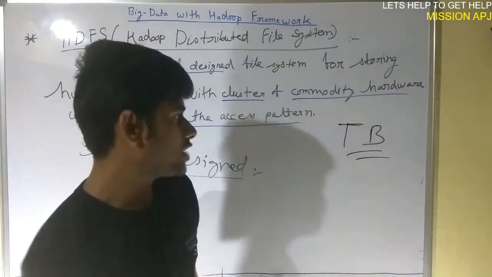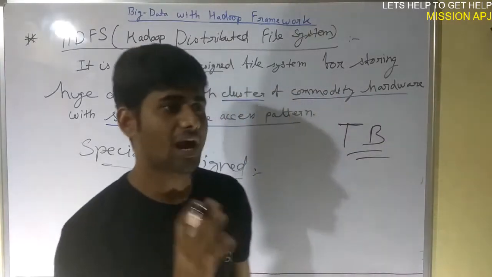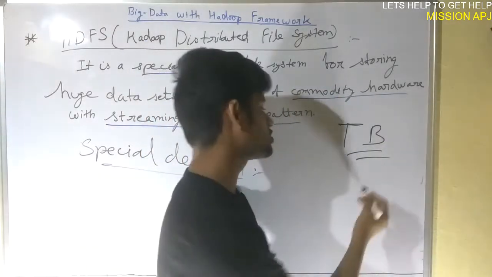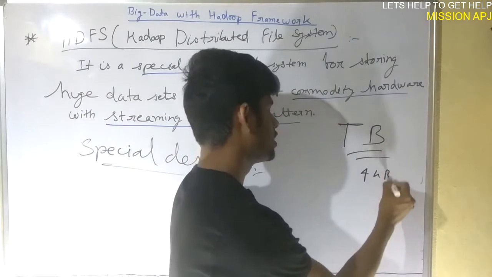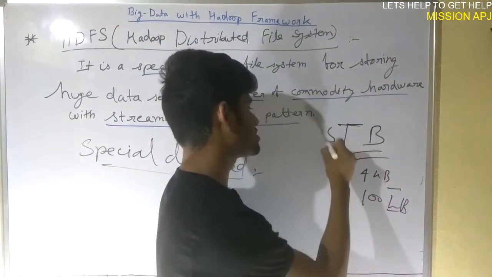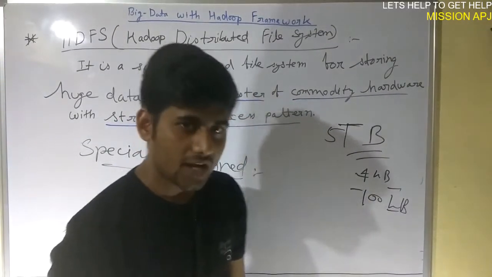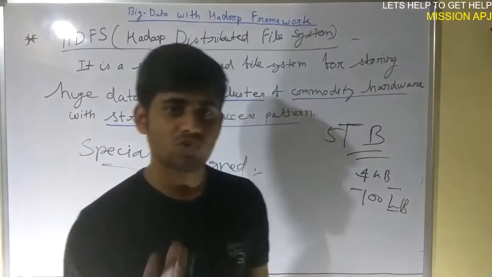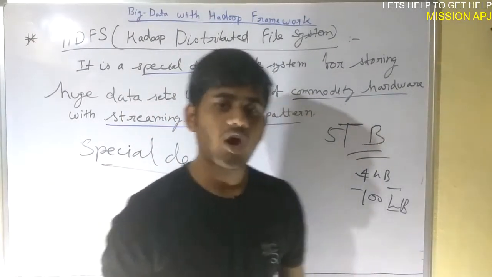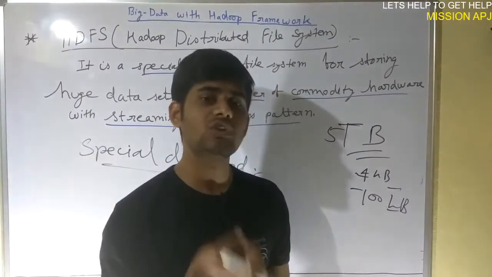Okay, now you want to divide it, so the number of blocks will be very huge if you are using a block of 4 KB or 100 KB. In KB, suppose it is 5K, the number of blocks will be huge. As many blocks as there will be, that much metadata will be required, because we need metadata for each block.